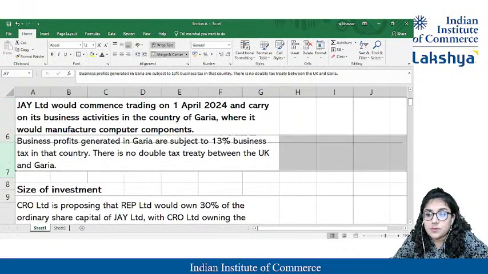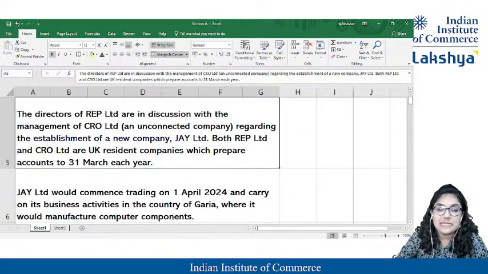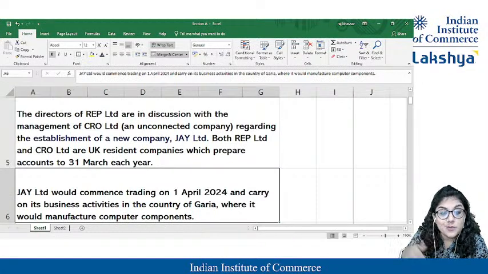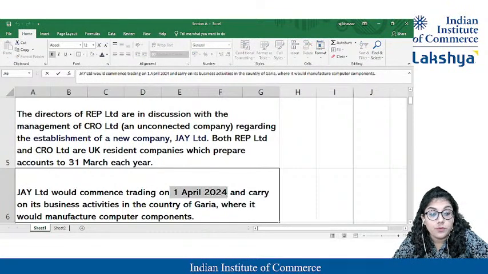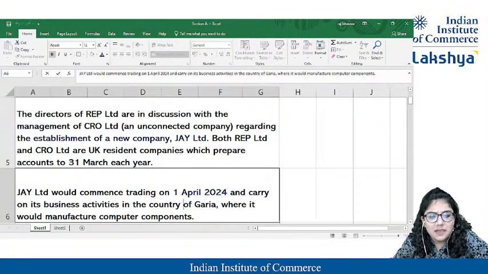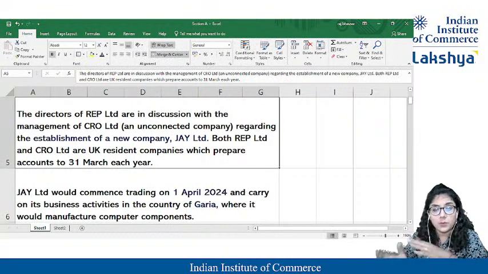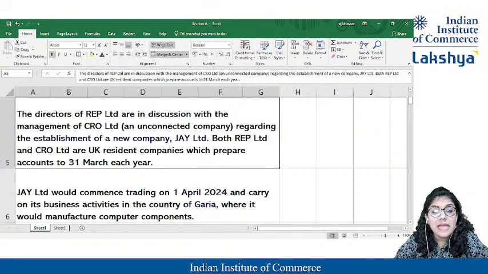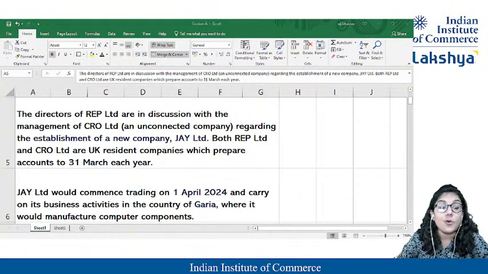But when would Joy Limited commence? See, both the parties, REP and CRO, want to make a new company whose name is Joy Limited. So Joy Limited is going to start its work on which date, guys? On 1st April 2024, and carry on business activities in the country of Garia. Ma'am, we are in the UK. REP is also in the UK, and CRO Limited is also in the UK. So now they want to set up Joy Limited not in the UK but in some other overseas country.